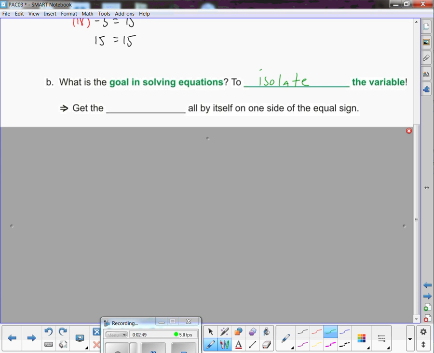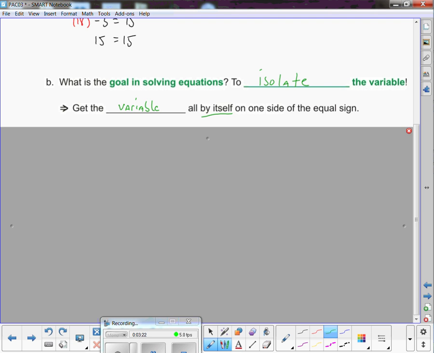If somebody's off in the wild all by themselves in the wilderness, then they're isolated. In prison, if somebody gets in big trouble, they put them in isolation. What is that? A cell all by themselves. Well, to isolate the variable, you need to explain what that is, and here's what it means in an equation. Get the variable all by itself on one side of the equal sign. That's the goal in solving equations.